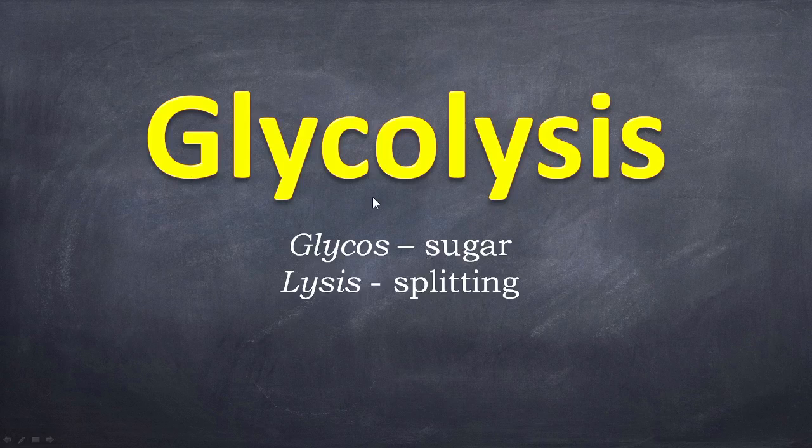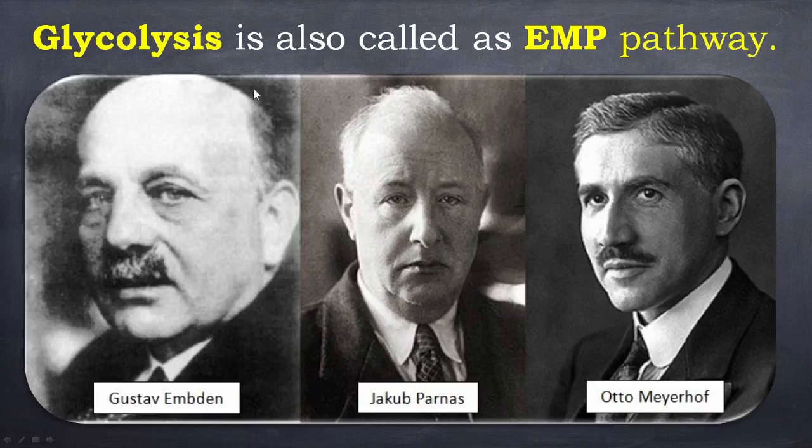Right, so glycolysis is a chemical reaction, a metabolic reaction in which the sugar is broken down. As a metabolic pathway, it is also called the EMP pathway. So glycolysis is a metabolic pathway. The EMP pathway was discovered by three scientists, right?